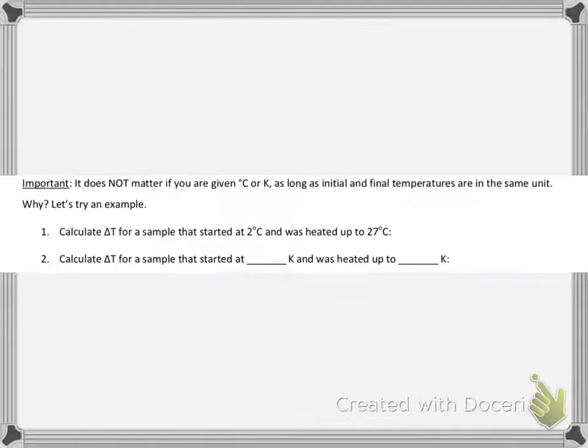Okay, let's go ahead and talk about why it doesn't matter if you're given degrees Celsius or Kelvin as long as your initial and final temperatures are in the same unit. Let's do that by trying an example. Okay, so we're going to calculate delta T. Now remember, delta T is T final minus T initial. And we are going to do this for a sample that started at 2 degrees Celsius and basically got heated up until 27 degrees Celsius.